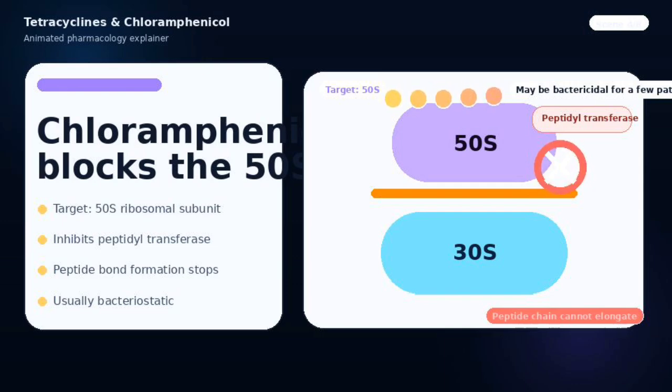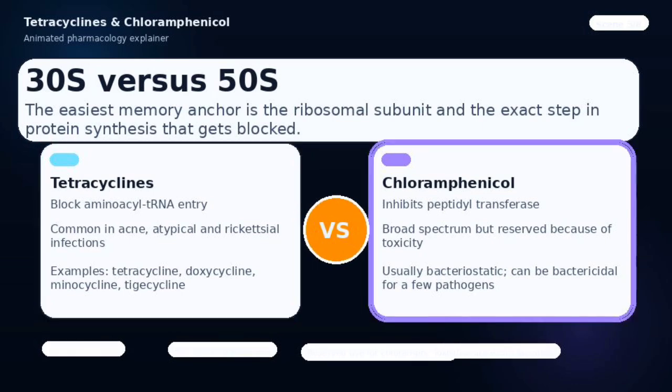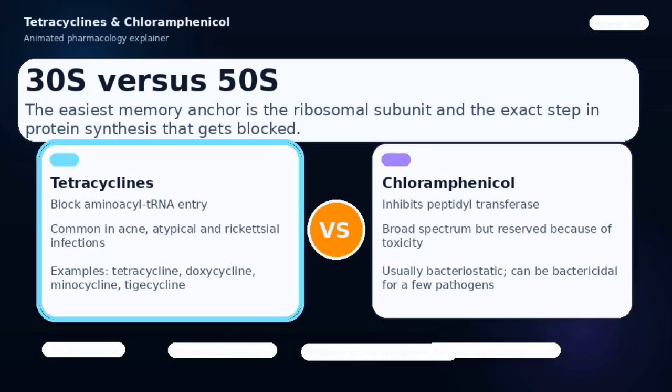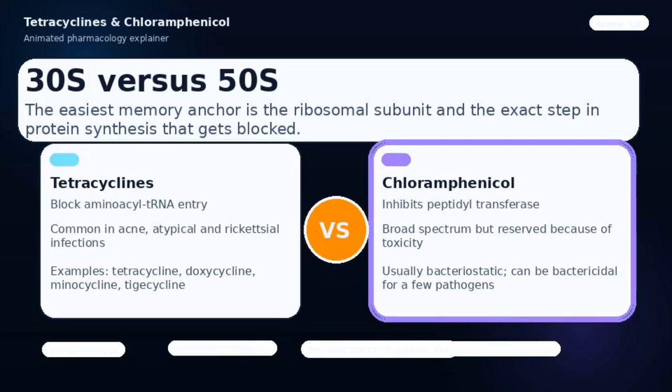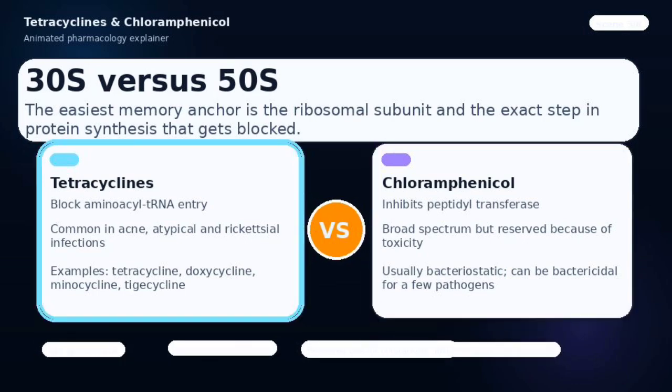Chloramphenicol is usually bacteriostatic, but against some organisms, such as Haemophilus influenzae, Neisseria meningitidis, and Streptococcus pneumoniae, it can act as a bactericidal drug. Here is the easiest comparison to remember. Tetracyclines block amino-acyl transfer RNA entry at the 30S subunit, while chloramphenicol blocks peptide bond formation at the 50S subunit.